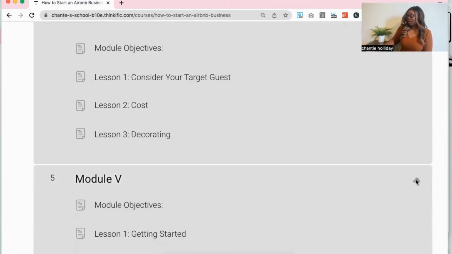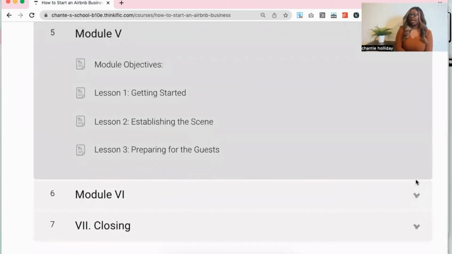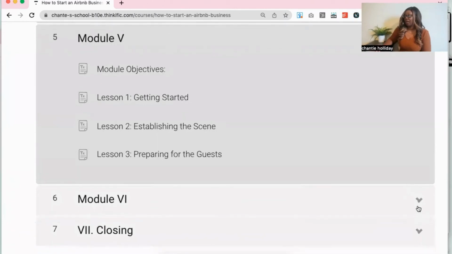Let's look at Module 5 now. Module 5 covers the module objectives. Lesson 1 covers getting started. Lesson 2 is establishing the scene. Lesson 3 is preparing for the guest. So now we've already decorated, and now it's time to actually get going because we don't want to have any excuses.